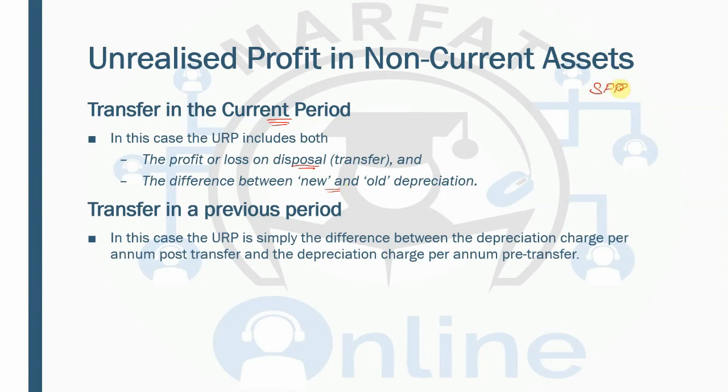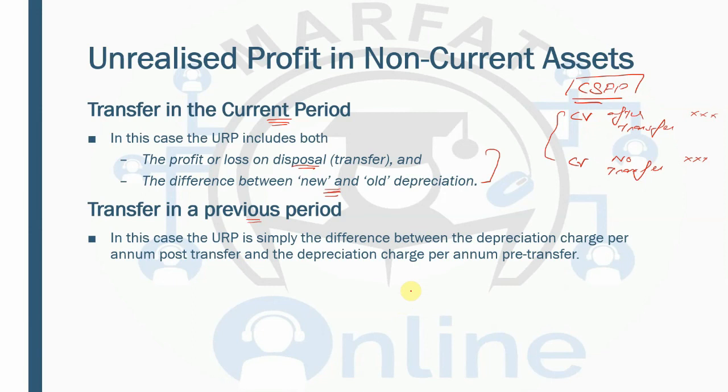Remember, in the consolidated statement of financial position, we were comparing two carrying values: the carrying value after transfer, and the carrying value assuming there is no transfer. And the difference between these two was the unrealized profit. But here you're going to compare the new and the old depreciation, and I told you this over there as well. So the profit on disposal and the difference between the old and new depreciation. And if the transfer has been made in the previous period, then only the difference between the depreciation is going to be the unrealized profit that should be removed from the consolidated statement of profit or loss.